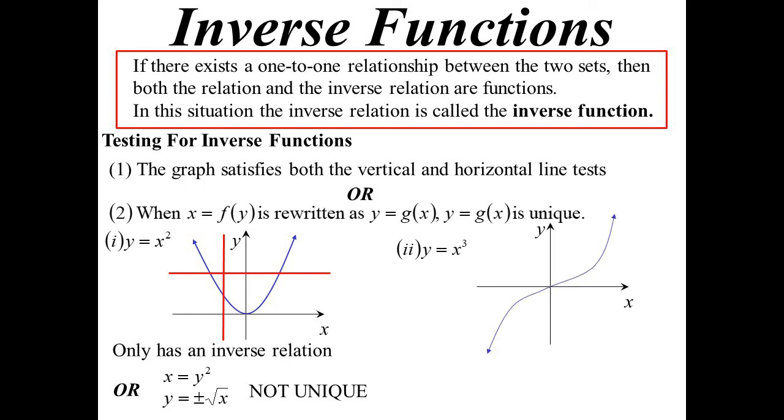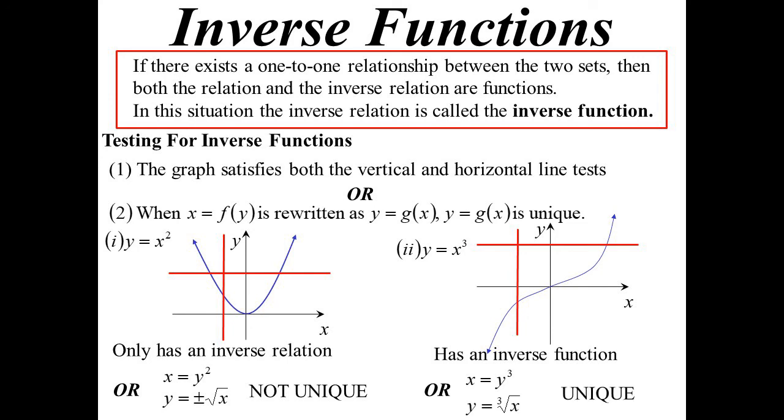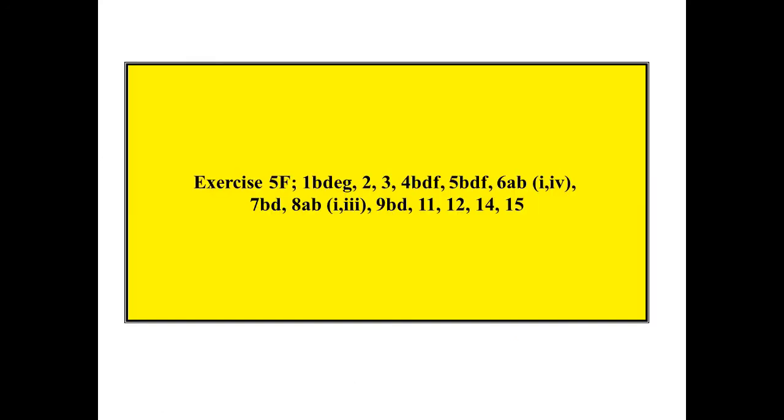Y equals x cubed, vertical line test, doesn't matter where I put it, yep, satisfies it. Horizontal line test, yep, satisfies it. So this one's okay. It will have an inverse function. Let's do it via algebra. Swap the x and the y's around. So we get x equals y cubed. Well, if I make y the subject, we don't go plus or minus the cube root of x, we just say cube root of x. So there is only one possible answer, so that's good. That is a unique solution, so it has an inverse function. Just a quick one there today.